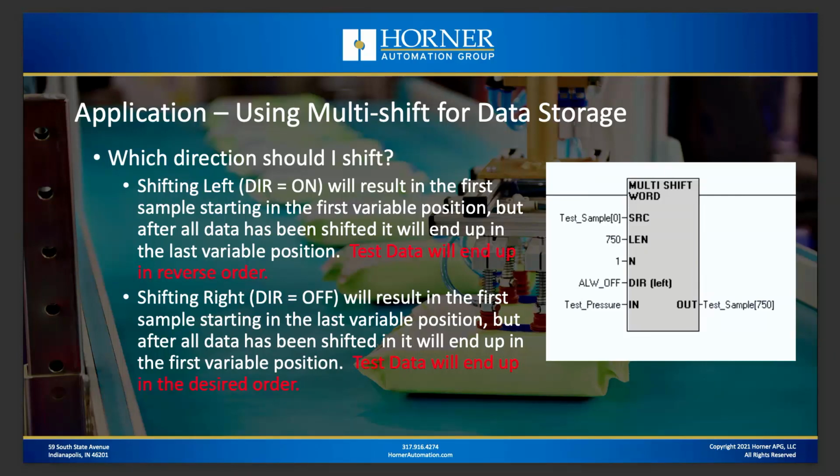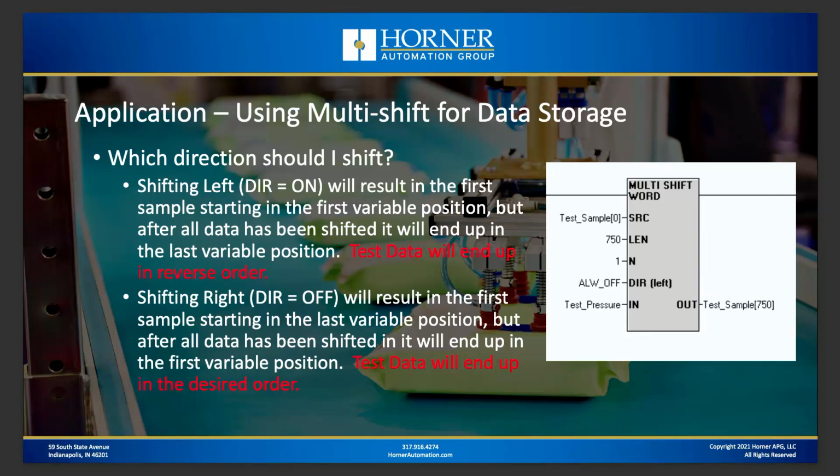Okay, so first of all, if we're shifting left, where the direction input is on, or a 1, what's going to happen is we're going to take our input value, our pressure in this case, and put it in the first variable position. And then every subsequent time that we shift in additional data, it's going to move lower and lower, or further away from the beginning of the data. So at the very end, the first piece of data that we log is actually going to be in the last position of our variable storage array, which is obviously not what we want.